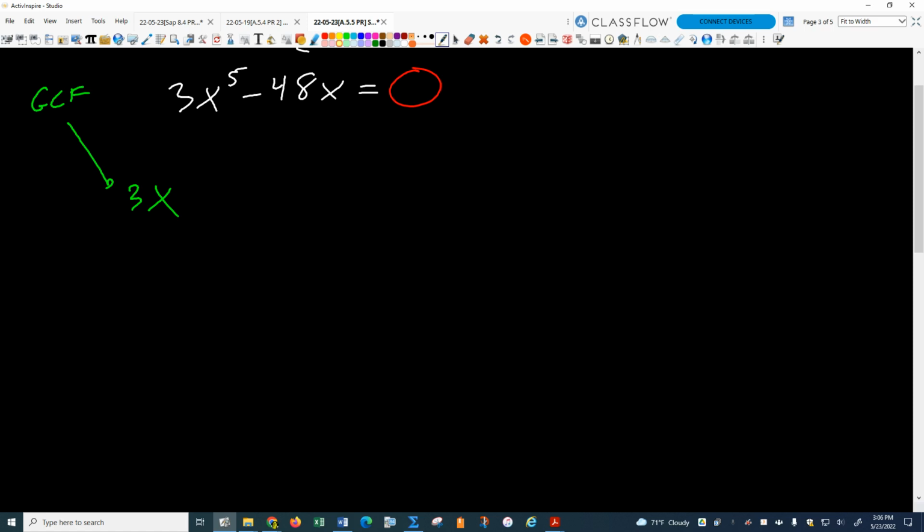Okay, what's left behind? Yeah, 3x times what is 3x to the 5th? X to the 4th, right? Minus 3x times 16 is 48x. And that whole thing is equal to 0.